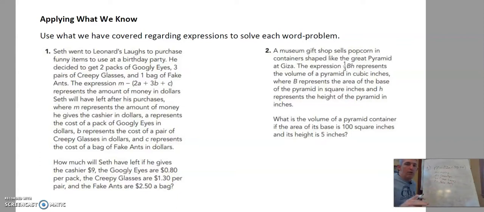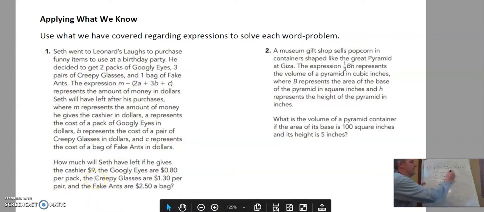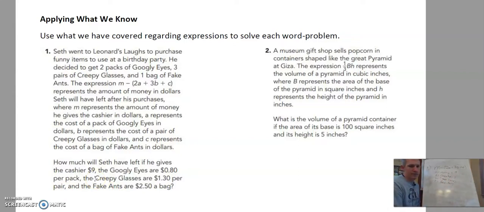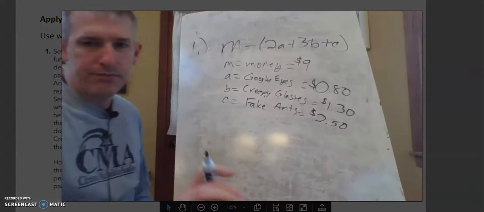Okay, so down here it tells us that the money he gives is $9. And the cost of a pack of googly eyes is 80 cents, but we're writing it in terms of dollars, so we're going to write 0.80. And then creepy glasses is $1.30. And last but not least, the fake ants are $2.50 per bag.